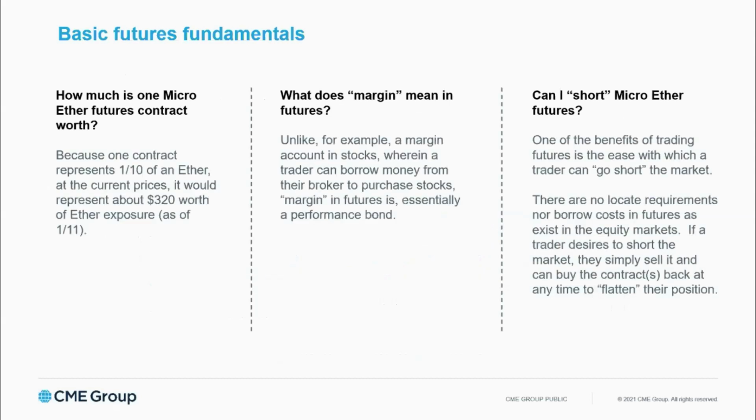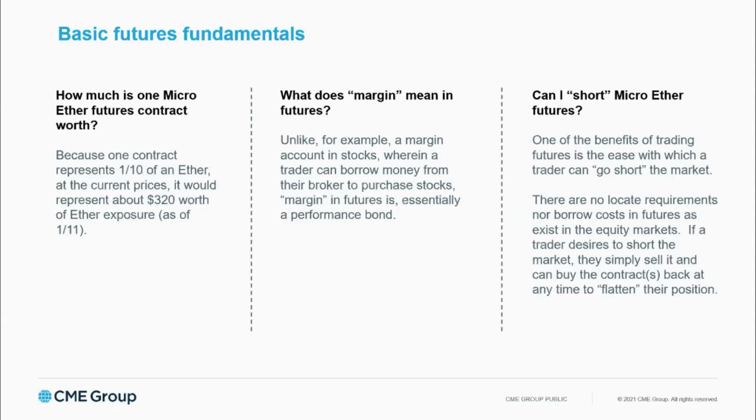So keeping on the theme of futures fundamentals, how much is one micro ether contract worth? It's worth 1/10 of 1 ether. So wherever that ether is trading, if it's 3,200, it is worth $320. So the exposure on that is 1/10 of where ether is trading. What does margin mean? Unlike stocks, margin in futures is a good faith deposit. It's a performance bond that you put up to take a position.